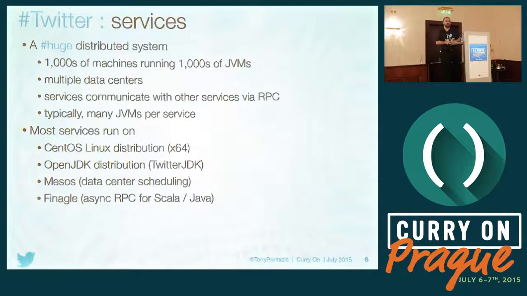And we have machines in several data centers. Services communicate with each other via RPC, as you can expect. Typically, we have many JVMs per service. There could be a small number, one or two. It could be hundreds. It depends on the service and what sort of load the service has to handle.